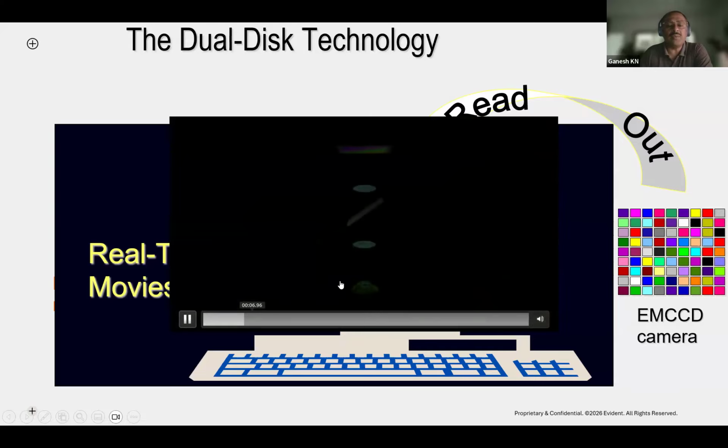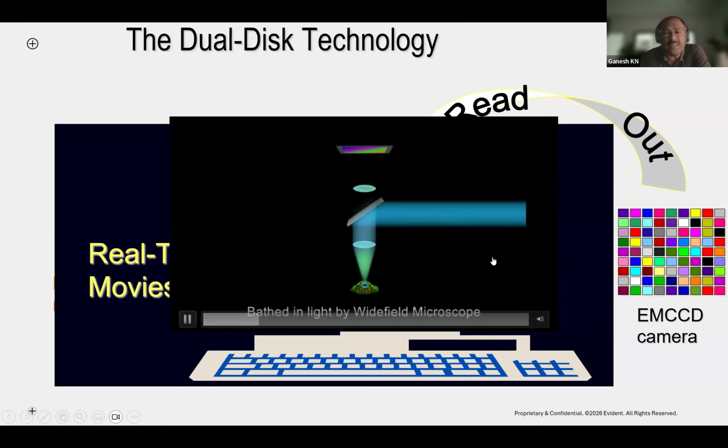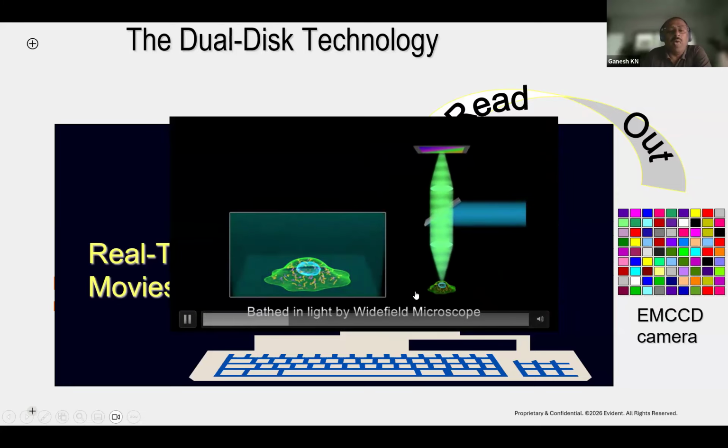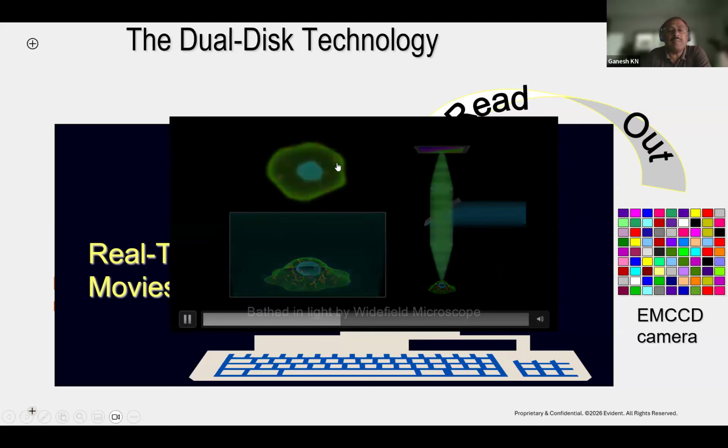I'll just switch over to this one. This is the wide field fluorescence microscope where the LED light or the mercury arc lamp was used. The entire sample was illuminated. You get a blurry image because there is no pinhole. You were using a sensitive camera, but the pinhole was not there.